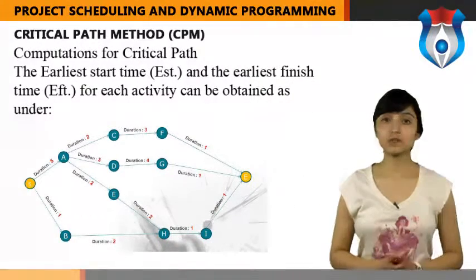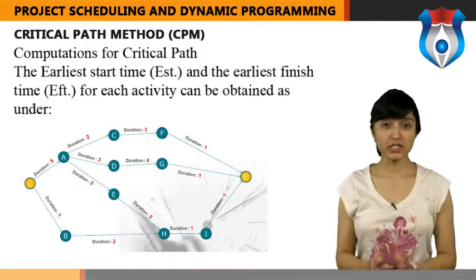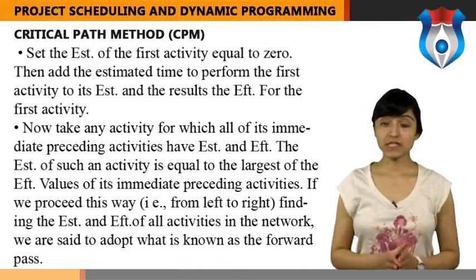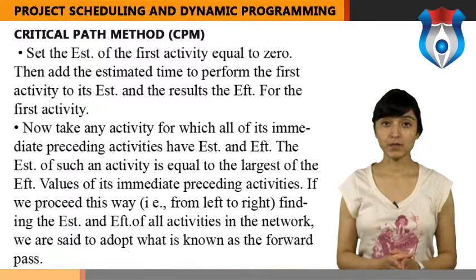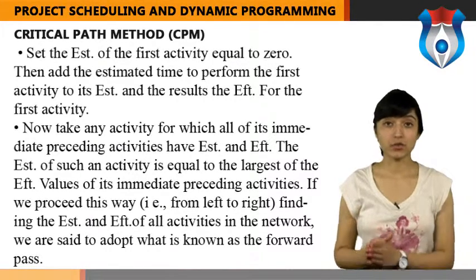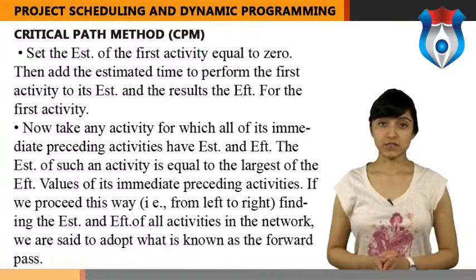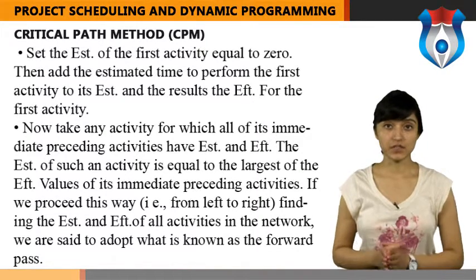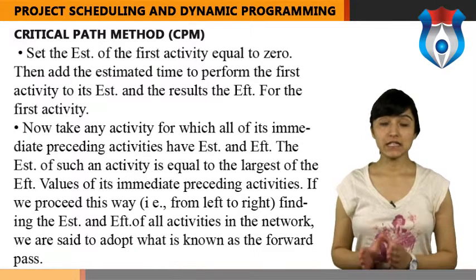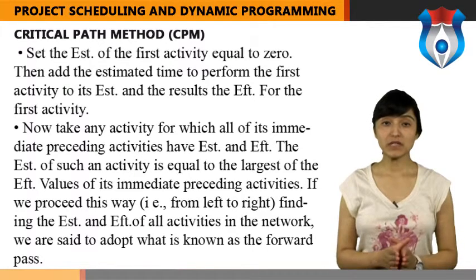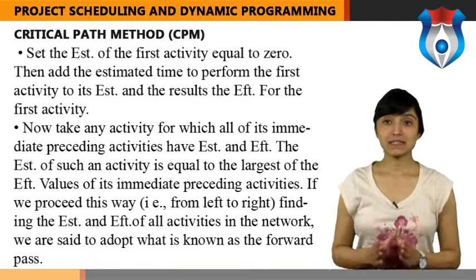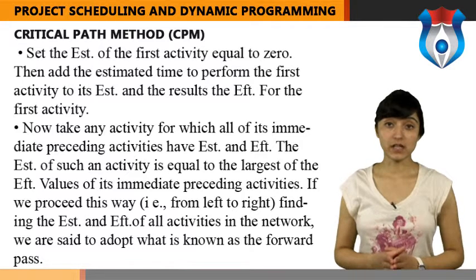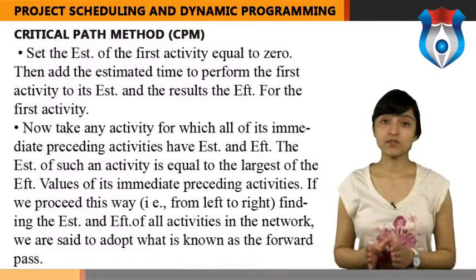The computations for the critical path are as follows. The earliest start time and the earliest finish time for each activity can be obtained as under. Set the EST of the first activity equal to 0. Then add the estimated time to perform the first activity to its EST, and the result is the EFT for the first activity. Now take any activity for which all its immediate preceding activities have EST and EFT. The EST of such an activity is equal to the largest of the EFT values of its immediate preceding activities. If we proceed this way, that is, from left to right, finding the EST and EFT of all activities in the network, we are said to adopt what is known as the forward pass.